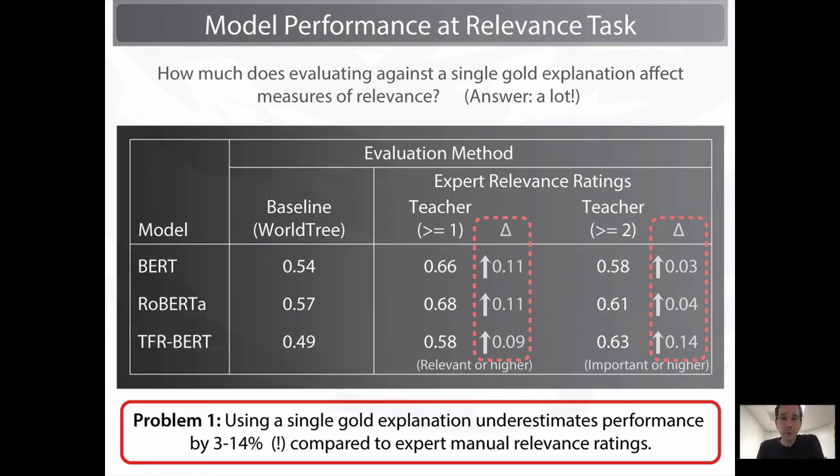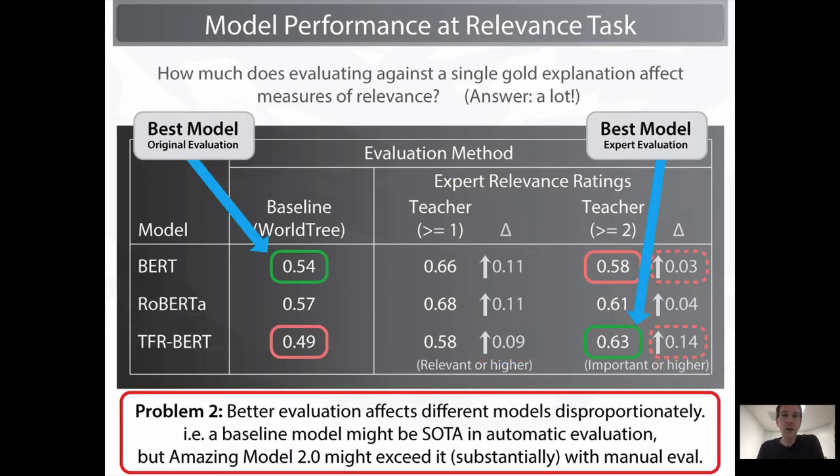Note here that we report 2 different teacher measures. One that basically says you can take all facts that the teacher considered as even possibly relevant as okay to include in the explanation. That's that first column. And the second column just basically considers the most important facts. So this is problem number 1. Automatic evaluations are underestimating relevance by a pretty significant number.